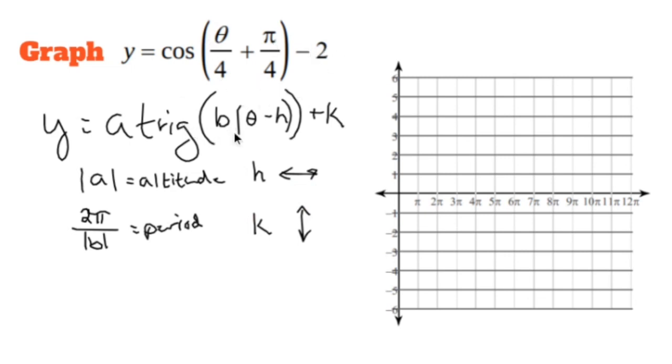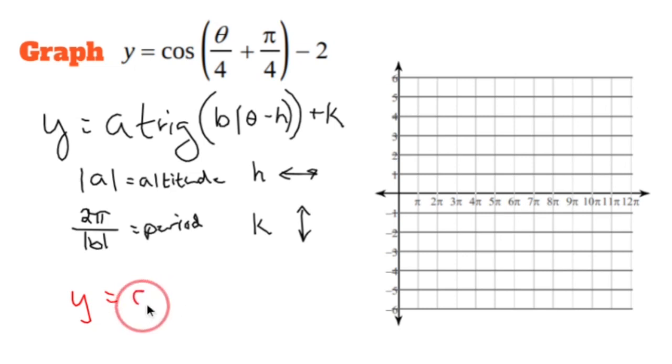Here's issue number 1. This does not look like this. Why? I don't see any parentheses living inside this cosine parentheses. So in order for me to make this look like this, I have to remove that 4 from the denominator of this guy. And if I do that, I have to do the same thing from here. So although it's kind of unorthodox, what I have to do is rewrite this equation and factor out a 1 over 4 from both of these. One more time, I have to factor out a 1 over 4 from both of these.